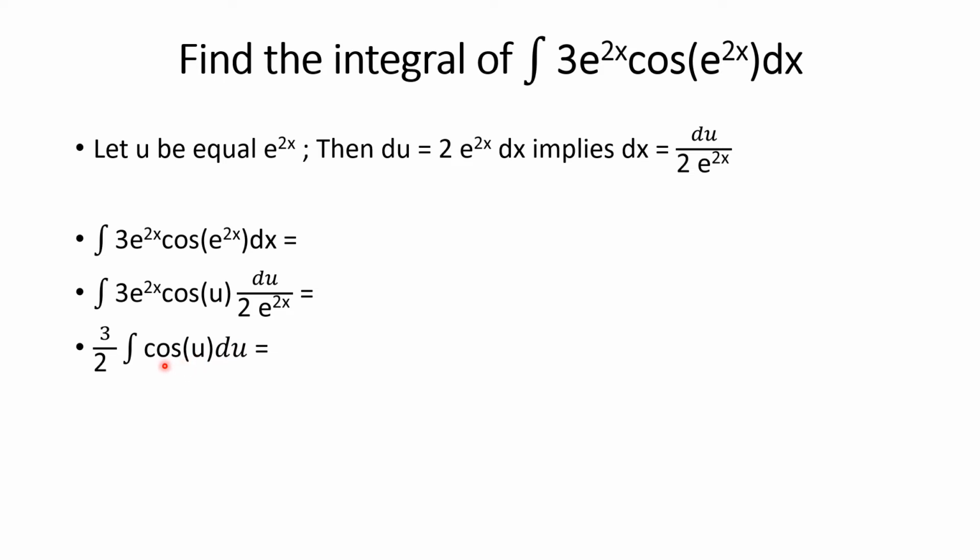So integration of cosine u is going to give us sine u. So that's going to give us sine u plus constant. So 3 divided by 2 sine u plus constant. And that is the answer. So the answer is 3 divided by 2 sine. Instead of u, we replace it by the value of u, which is e to the 2x, plus constant. And that ends this problem.